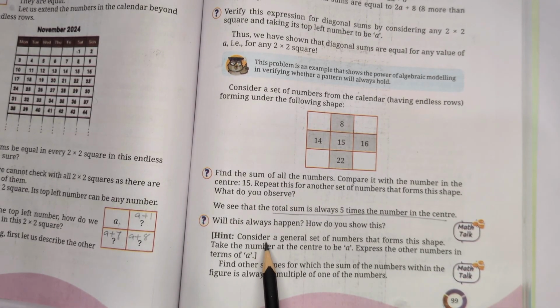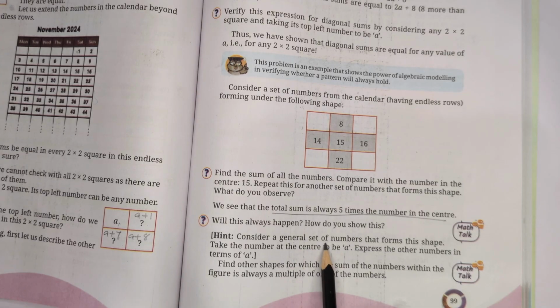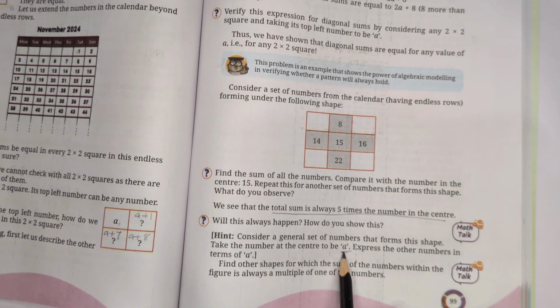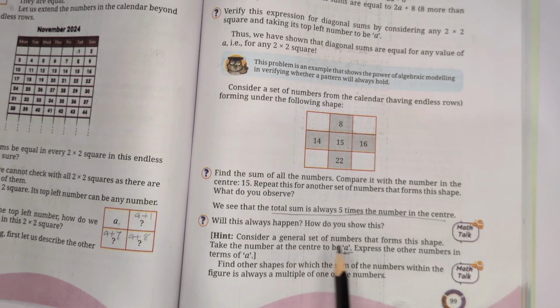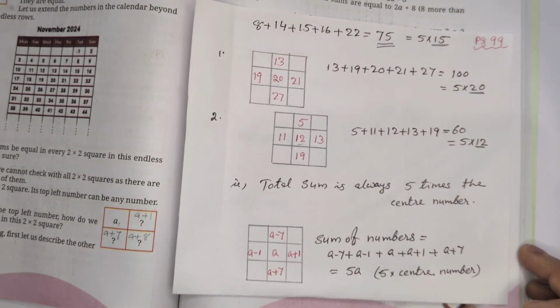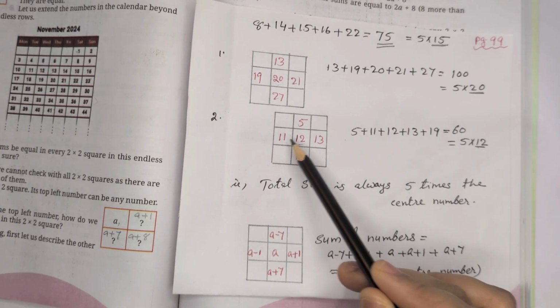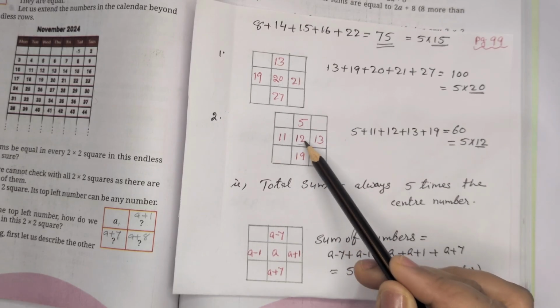Then again, consider a general set of numbers that forms this shape. Take the center number as a. If the center number is a, the left side of a is a minus 1, and the right side of a is a plus 1. On top, 7 less, that is a minus 7. Just below means a plus 7. Here also we can see the same way: 12 minus 1, 12 plus 1, 12 minus 7, 12 plus 7.